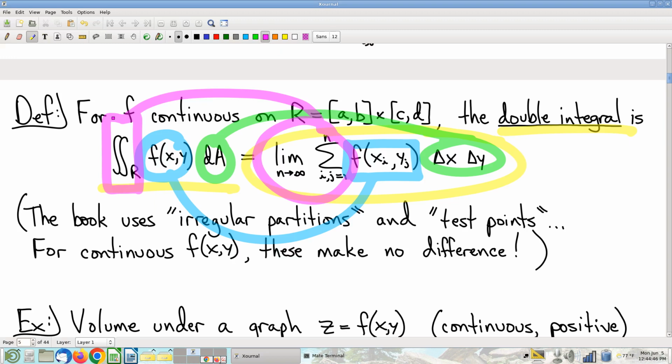Here I'm going to use two integral symbols, for reasons that'll become more clear in just a few minutes. But for the moment, let me just say we'll use two integral symbols because there's two indices here. Not only does i go from 1 to n along the horizontal, but j goes from 1 to n independently along the vertical. So two separate directions of the summation.